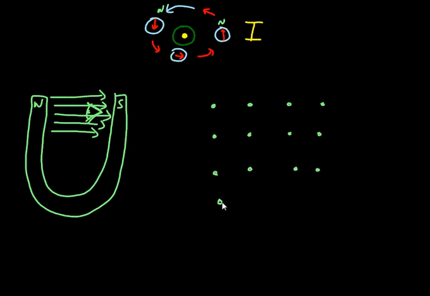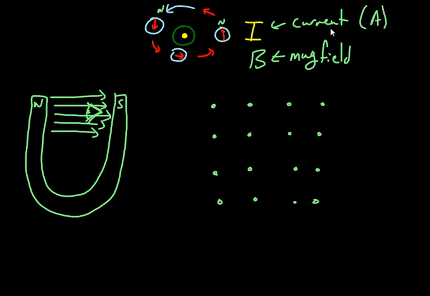And just to remind you, I is the symbol for current, and B is the symbol for magnetic field. Current is measured in amps, right? We know that from before. Mag field is measured in Teslas. And in the other video, we sort of basically set up what Teslas were, but they're a measure of the strength of a magnetic field.